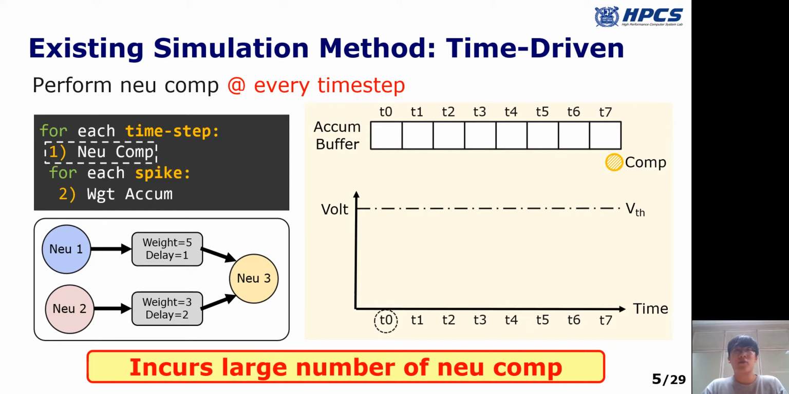The first stage is the neuron computation stage. In this stage, the simulator updates the internal state of the neurons. The next stage is the weight accumulation stage. In this stage, the simulator accumulates the weight of the incoming spikes using the accumulation buffer. In this example, neuron 1 is connected to the destination neuron with a weight of 5 and a delay of 1. Therefore, the simulator accumulates the weight 5 to the buffer for time step 1.